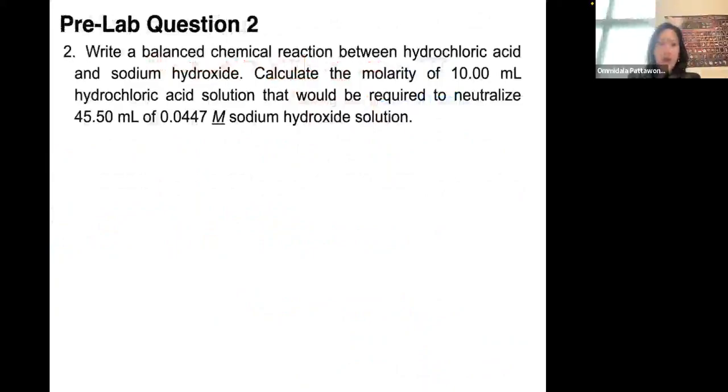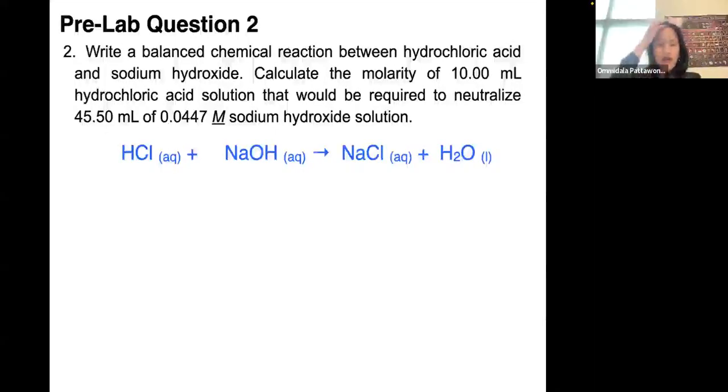Now let's take a look at PreLab question 2. This PreLab question would be a similar calculation to your calculation in lab, except you are going to use acetic acid instead of hydrochloric acid. Number 2 asks us to write out the balanced chemical equation between hydrochloric acid and sodium hydroxide. If you swap the ion pairs, you're going to get sodium chloride and water. So again, whenever you undergo a chemical reaction, you need to be able to write out chemical equations. The balanced chemical equation will allow you to see the mole-to-mole ratio.